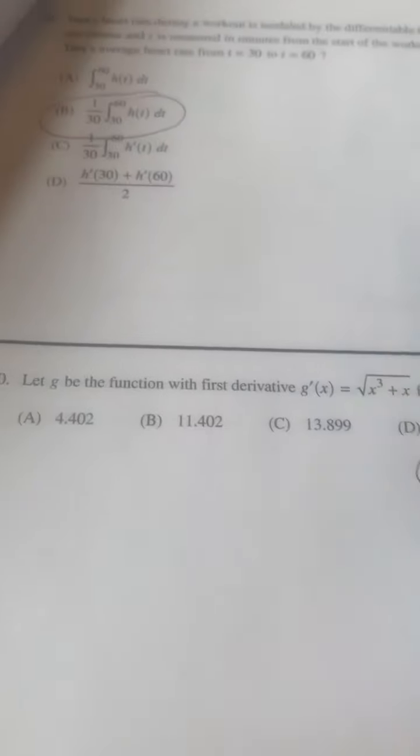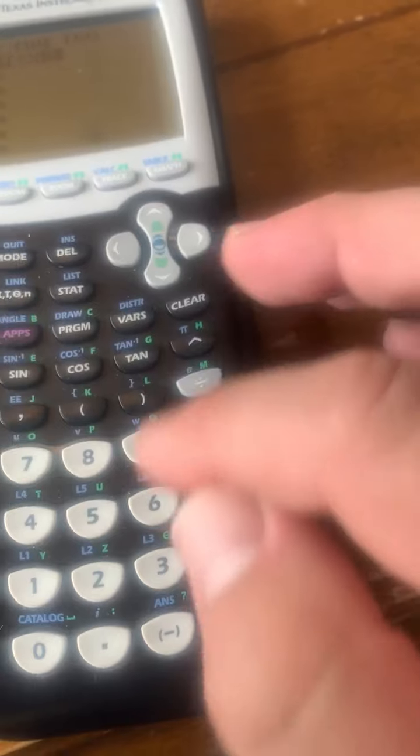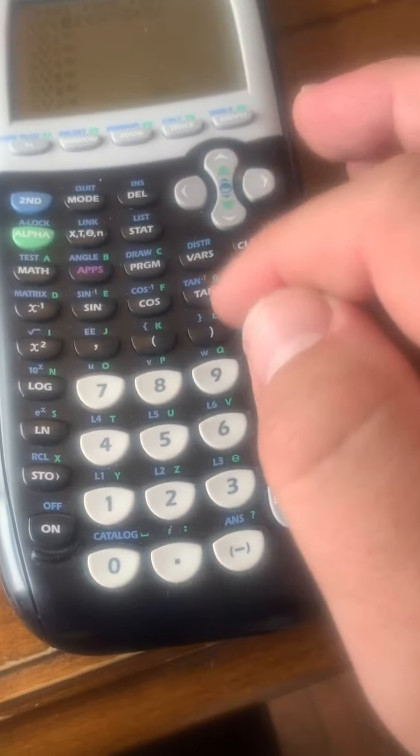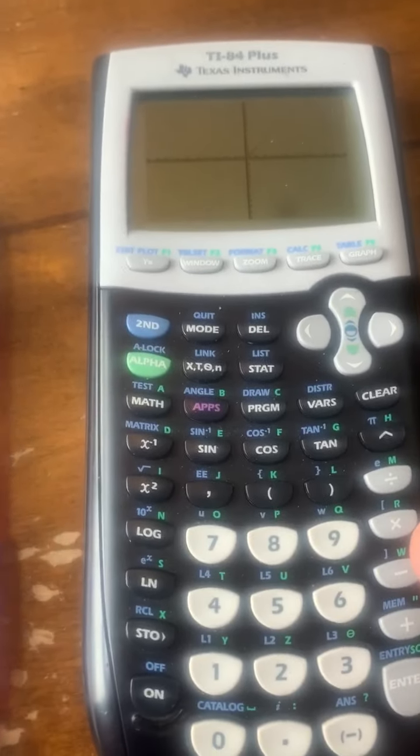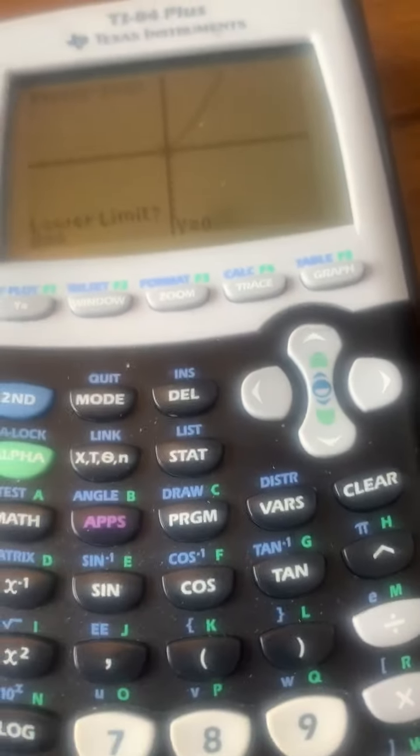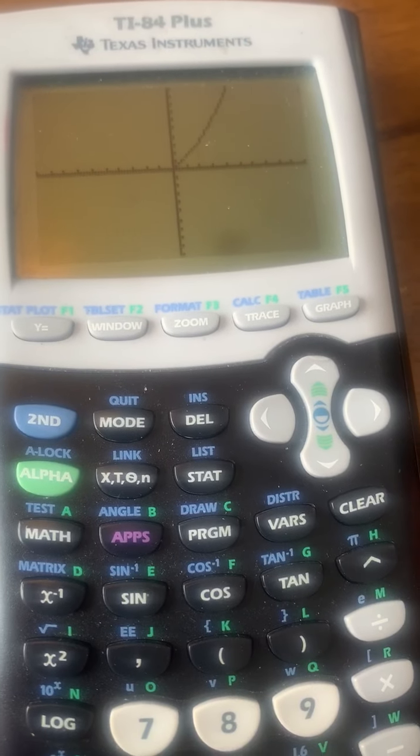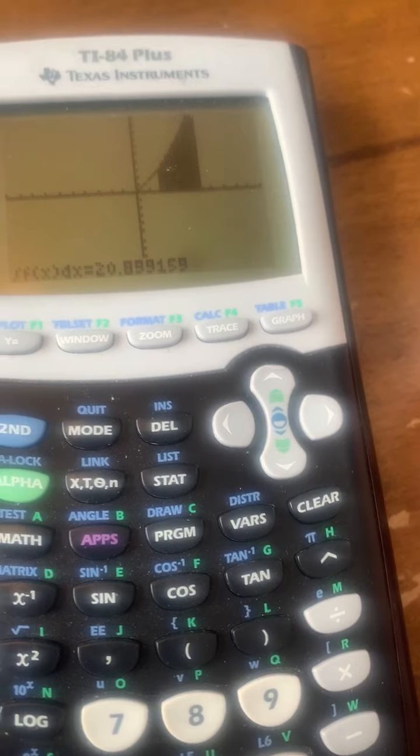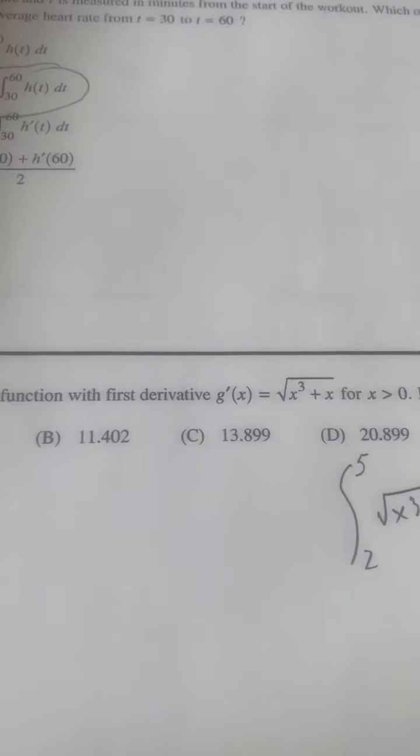So I'm going to go to my calculator, and I'm going to plug in the square root of x to the third plus x. I'm going to hit second calculate, 7. Again, don't think just because I can do this that you can do this. Make sure you are using your calculator, even if it's not going to be on the test. We take that and then we subtract 7, so we've got 13.899.